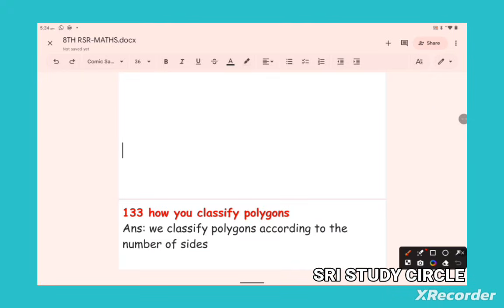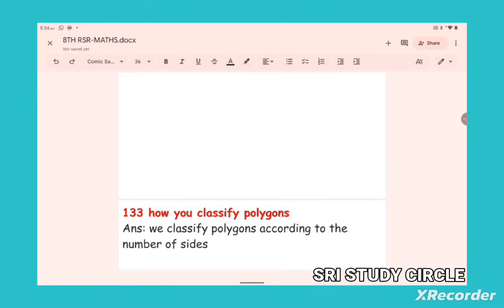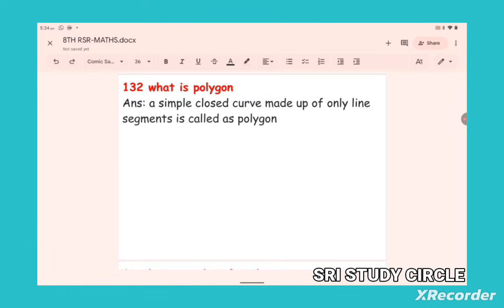Suppose, for example, here this is one polygon. This polygon has 4 sides. This has 3 sides. How many sides do we have here? 6 sides. A closed figure with line segments is called a polygon, with 3 or more than 3 sides.